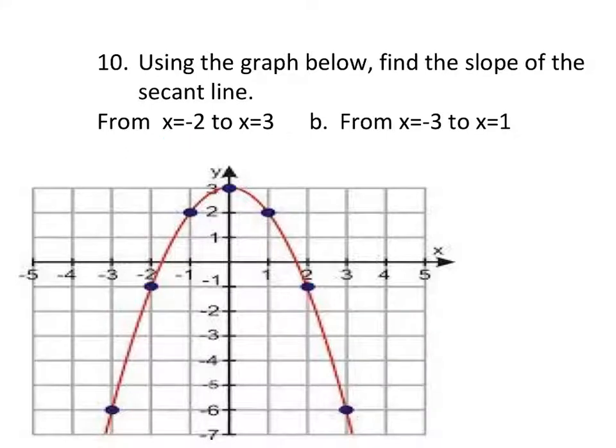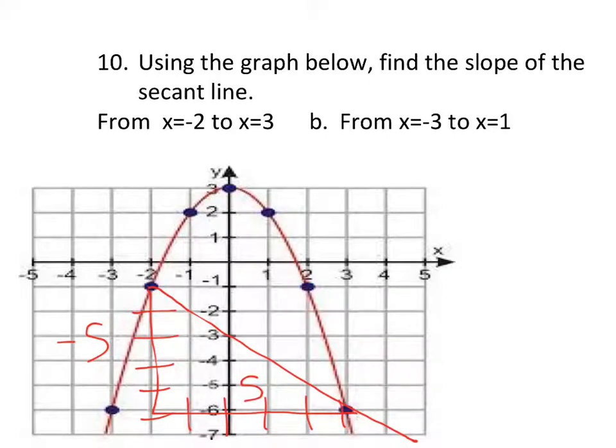Moving on to the next one, you're supposed to find the slope of the secant line from x negative 2 to x3. Well, x negative 2 is right here, and x3 is right here. So you need to get the slope of the line going between those 2 points. Well, you can just count this if you really want to. 1, 2, 3, 4, 5, down 5, so that's negative 5. And then going over 1, 2, 3, 4, 5, 5. So your rise over your run, rise is negative 5, run 5, gives you negative 1.